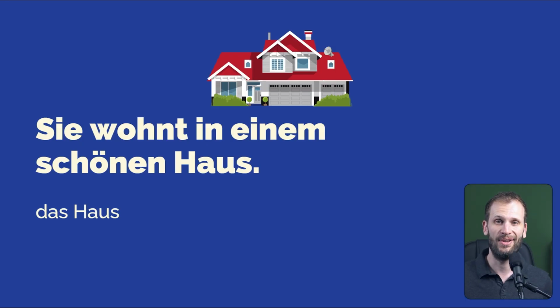Haus is a neutral noun, das Haus, and the dative neutral signal ending is an M. So: in einem schönen Haus. Double M, this never works. And the rule was that for the dative and also genitive adjectives, we always get an N. So we get an N here in schönen. Sie wohnt in einem schönen Haus.